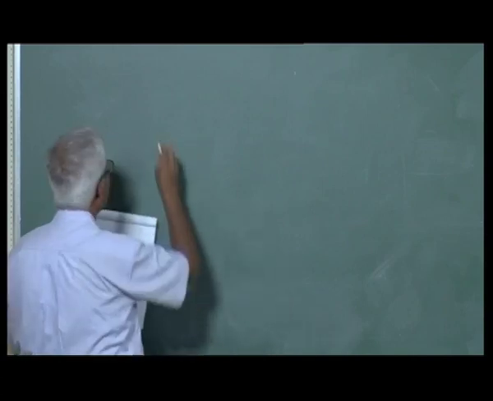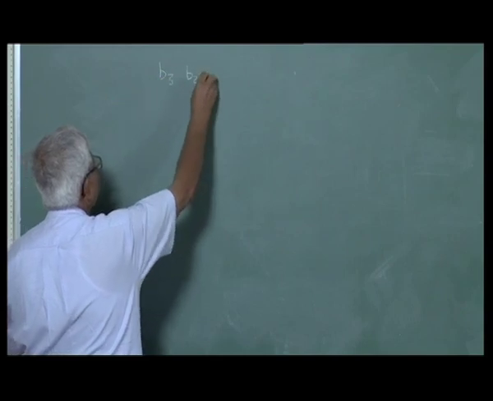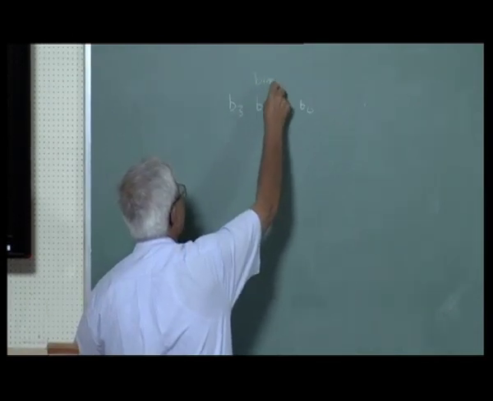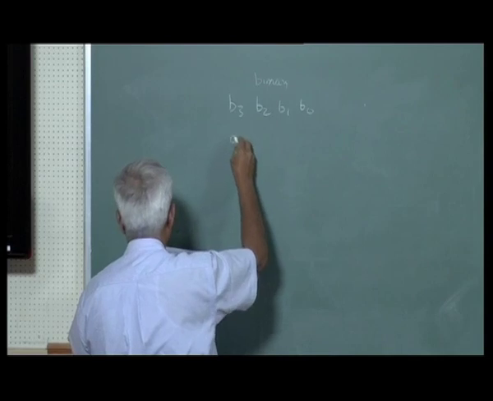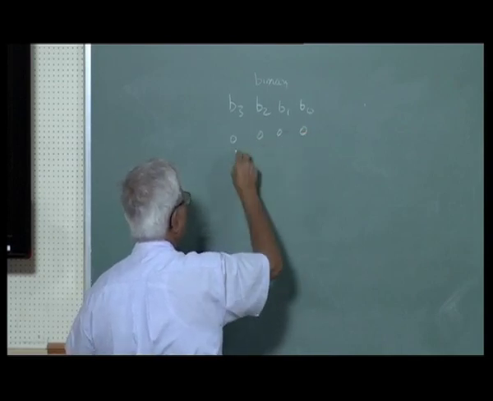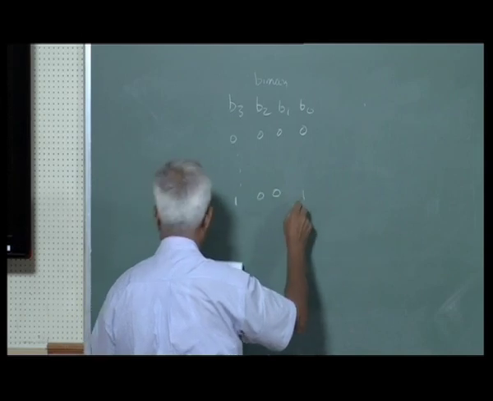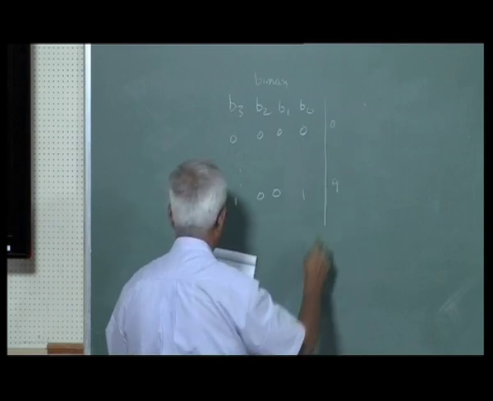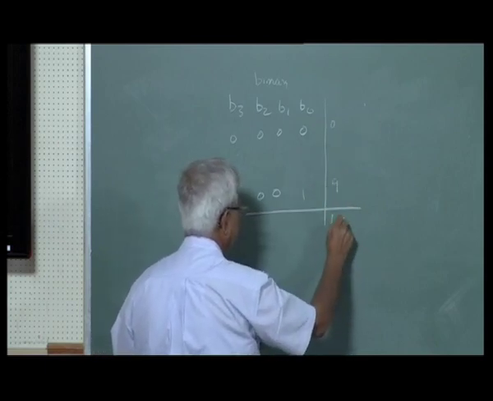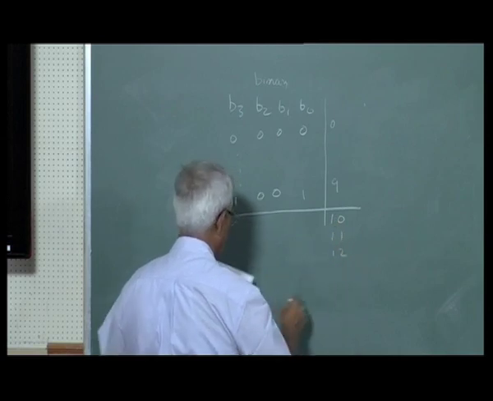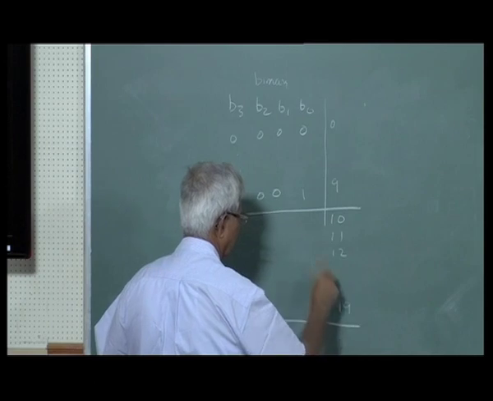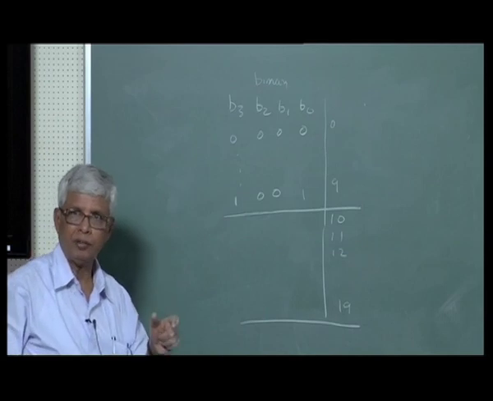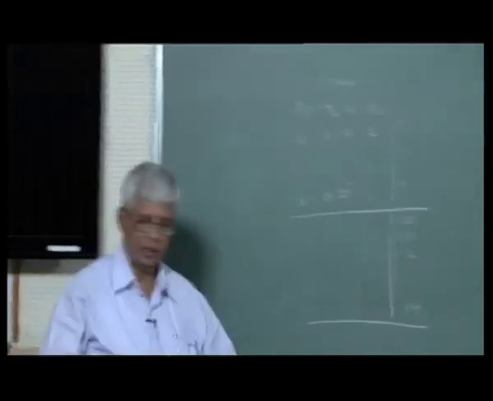So the binary numbers are B3, B2, B1, B0, going from 0 0 0 0, and this is 0 to 9. Already said that. Now for the next digit I want 10, 11, 12 up to 19, the second digit. So there will be 2 binary adders. One binary adder for 0 to 9, another binary adder for the second position.